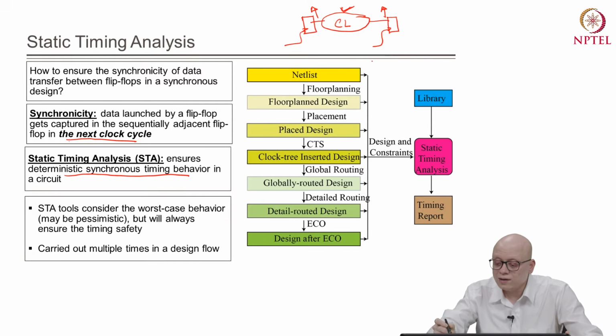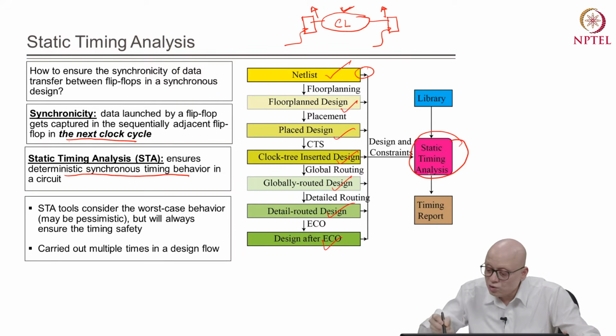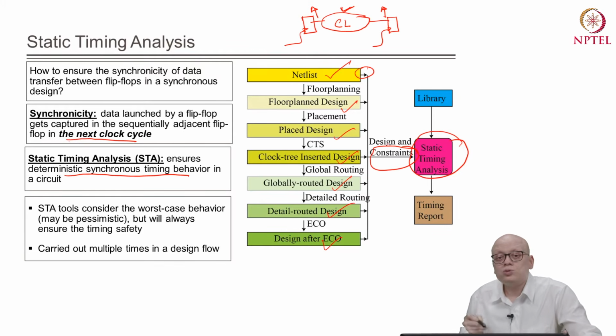When we have got the netlist, right, then we need to basically do a timing analysis. So, this is the timing analysis tool to which the design can come at various levels of abstraction, maybe at the netlist or floor plan design or place design or design that we get after clock tree synthesis or globally routed design or detailed routed design, or even after ECO, we can give the design to an STA tool at various abstraction levels. And we also need to give constraints to the STA tool. What do these constraints contain?